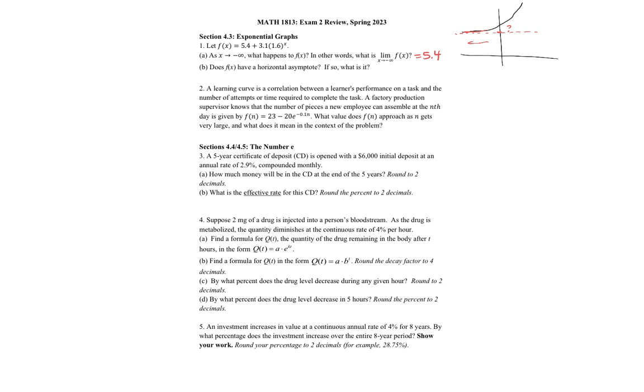Okay, and then does f have a horizontal asymptote? And it is yes. And so what is that horizontal asymptote? It's y equals 5.4. So this dotted line is the equation of the line y equals 5.4.